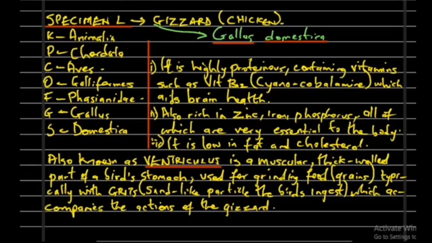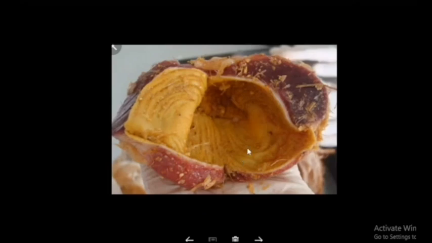The function of the gizzard is basically to grind the food or the grains that has been eaten by the animal, and this is done by the grit that is found inside the ventriculus, which is also called the gizzard. So this is a picture of what the gizzard looks like. You can see that it is muscular in nature. All of this part is the muscular part of the gizzard.